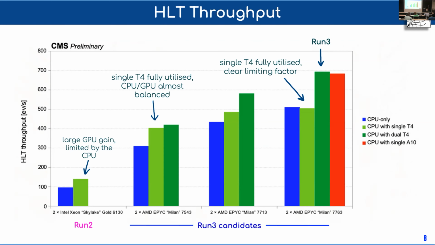But in the end, going to the Run 3 candidates, so the Run 3 CPU that we will use, the best choice is to attach 2 Tesla T4 to 2 AMD to have the perfect balance. And you see here, in fact, this just shows you that the throughput is kind of limited by the GPU that we have. So also the GPU could be a limiting factor.